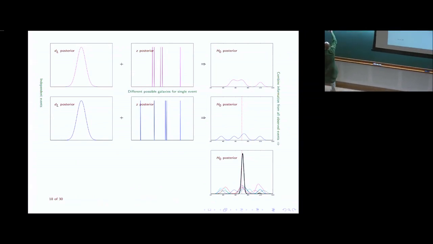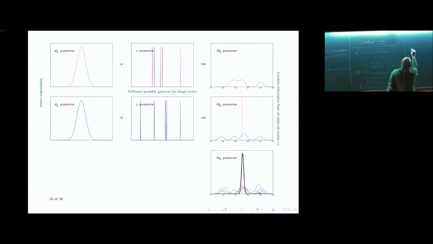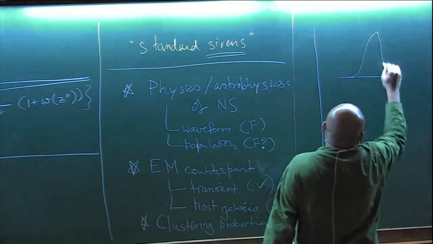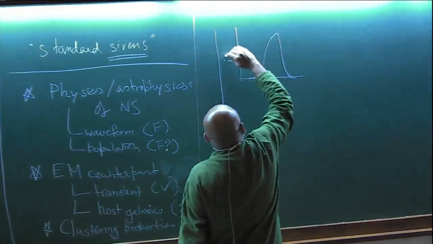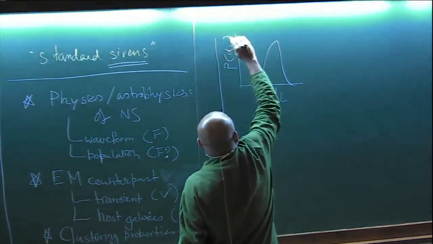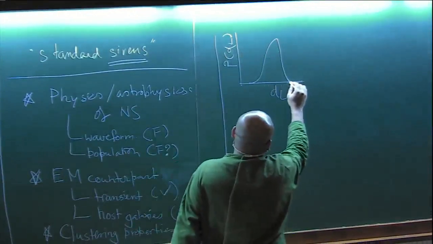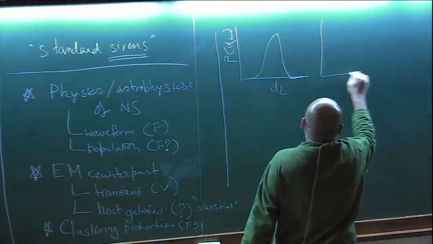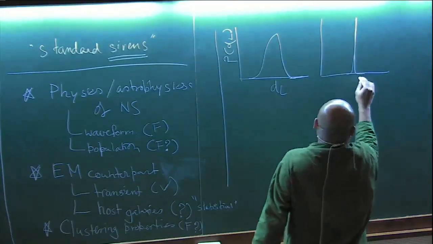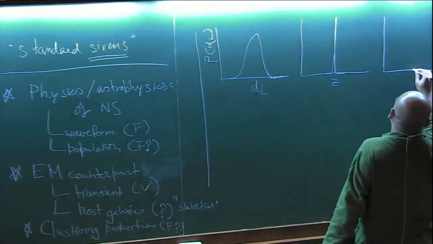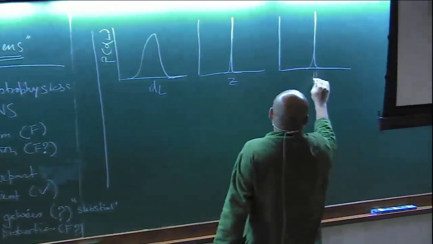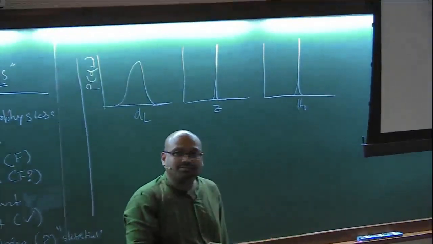If something like that happens, then with a single distance estimate, here's a distance estimate, and this is the probability density in distance. And if you have a single redshift estimate, then you should expect a single peak in the Hubble parameter at a certain location.